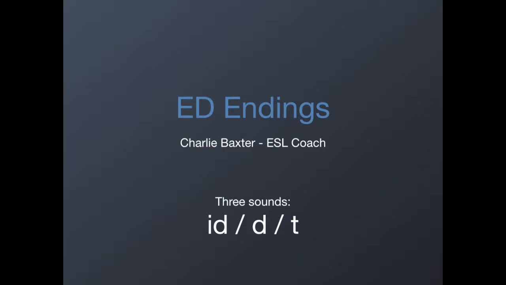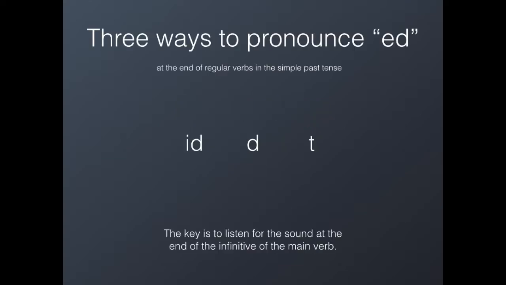Today we have a lesson on the pronunciation of words ending in ed by myself, Charlie Baxter. So, here we have it. There are three ways to produce the ed end to a word. I'm going to refer only to regular verbs in the simple past tense to keep this lesson understandable. As seen here, the sounds to make are id, d, and t.